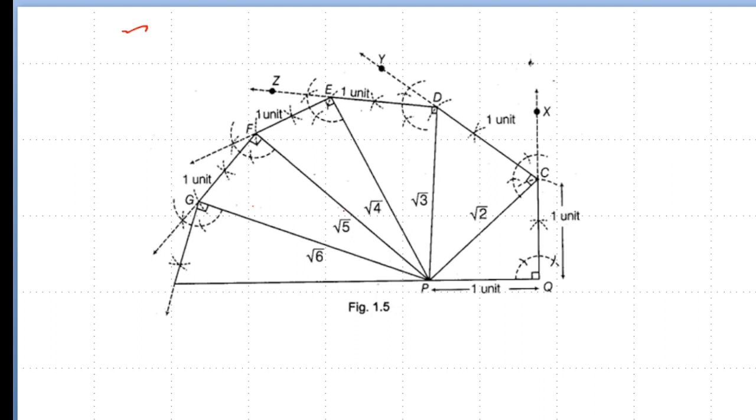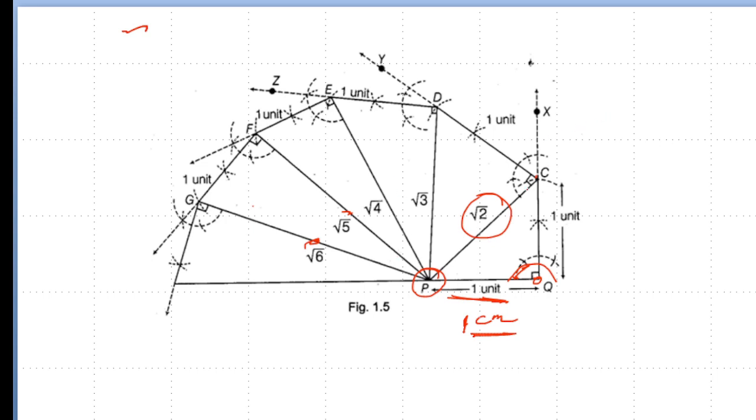See here. First, from the point P it is starting. Here Q is a difference of 1 unit. Any unit you can take, 1 centimeter, 1 meter, whatever, but it is 1 only. No unit is mentioned, but if we are making it we will take 1 centimeter because it will be easy for us. Here first, using the compass, we make a 90 degree angle. This is the concept of root 2 we already read.